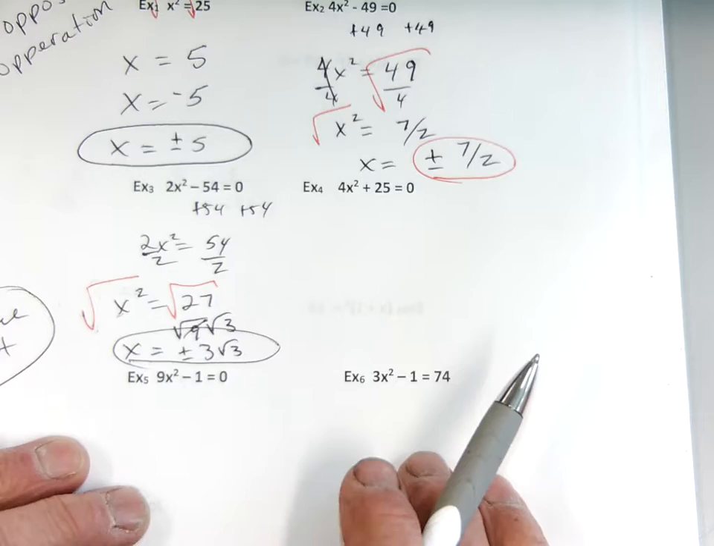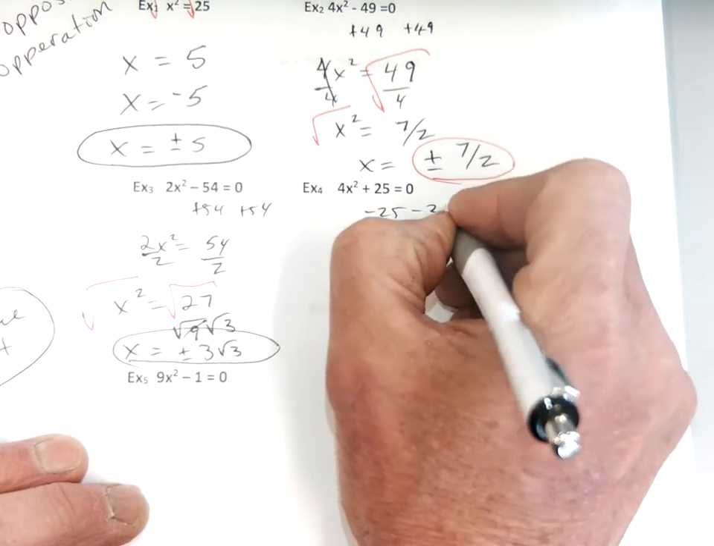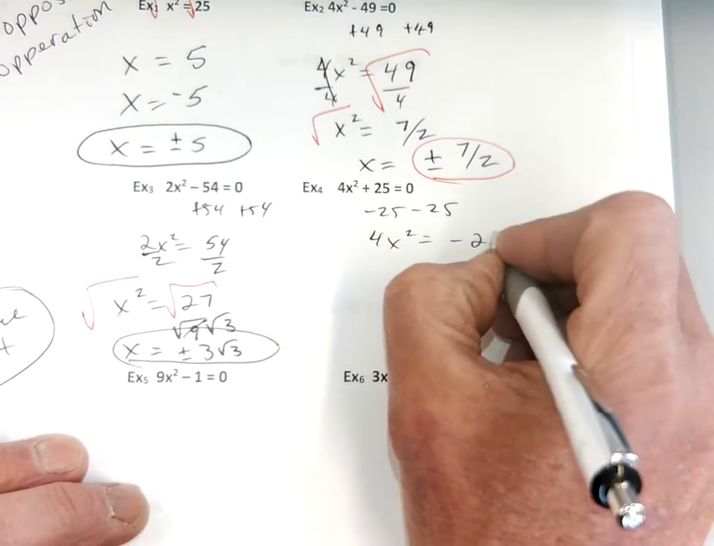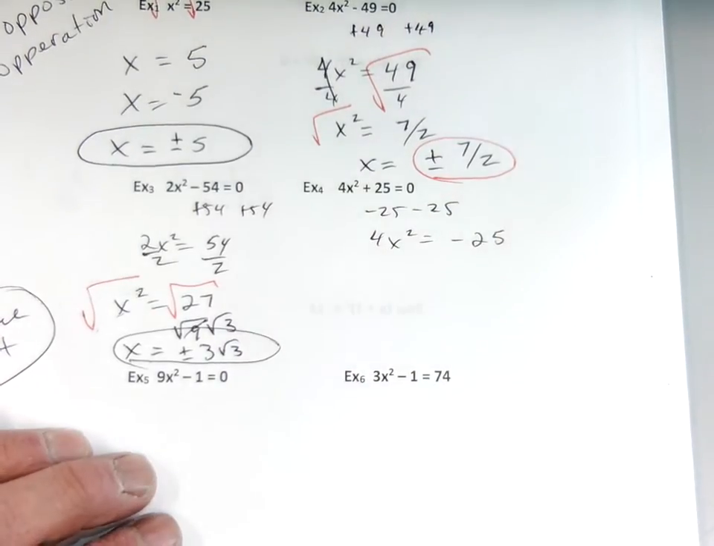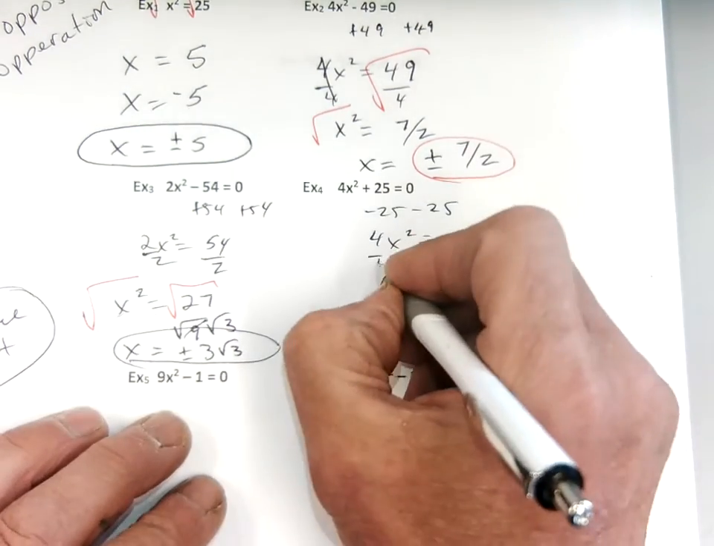Now, how about number 4? What are we going to do? Minus 25, minus 25. 4x squared equals negative 25. Awesome. I agree with that. Could you also take out the square instead of minus 25? You can't because of the plus, but you can right now. I could square root both sides right now. Scott, a good question. I could, but I'm going to divide by 4 first.